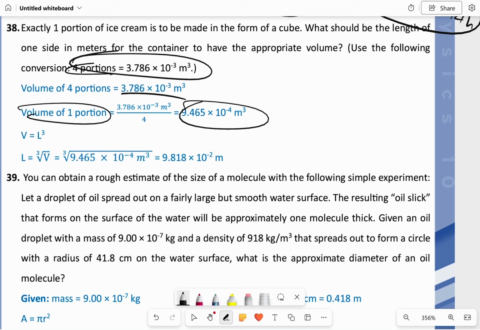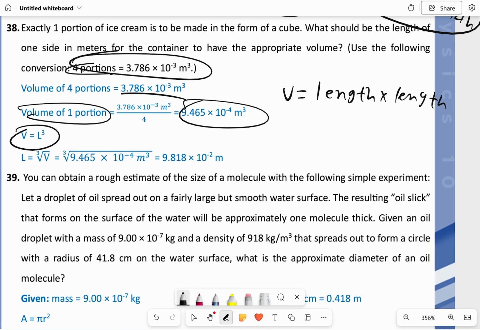Then this is the volume of one portion, and volume is equal to length multiplied by length multiplied by length. You can also say length times height times width, but it's also true because this is meter, and this is meter, okay? So you can say volume is equal to length cubed, okay?